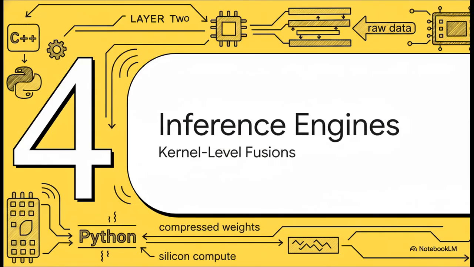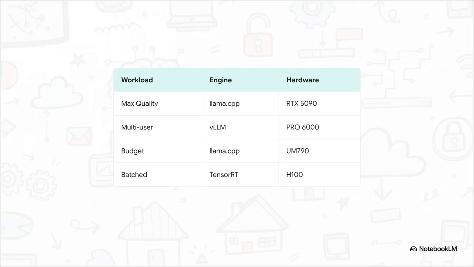Okay, Layer 4, kernel-level inference engines. Listen, brand loyalty is dead. Your inference engine selection in May 2026 is strictly dictated by concurrency and workload geometry. Full stop. If you're chasing max quality on a single workstation with an RTX 5090, llama.cpp or ExLlama v3 is your backend. Period. But if you need to serve 20 concurrent enterprise users, you're shifting immediately to vLLM on a Pro 6000. It's a highly segmented, purpose-built ecosystem now, and deploying the wrong engine for your specific workload geometry will completely bottleneck your hardware.